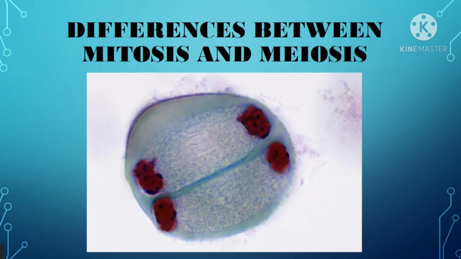Another difference between mitosis and meiosis is that during mitosis, there is only one cell division, so the cell goes through the steps of prophase, metaphase, anaphase, and telophase once. However, during meiosis, there are two cell divisions, and the cell goes through each phase twice, so there's prophase 1 and prophase 2.